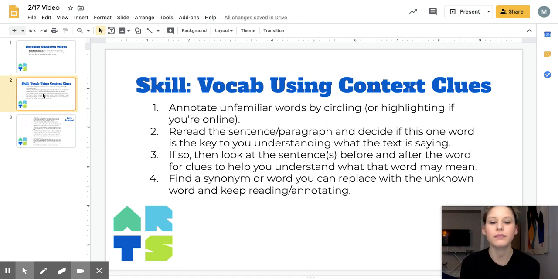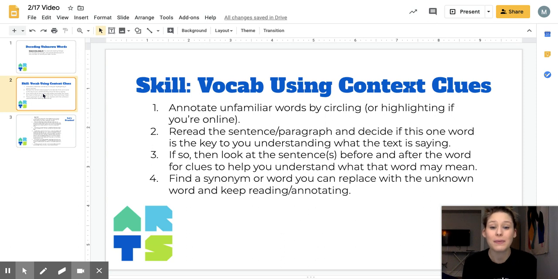Step 3. If you know that that word is important, you need to look at the sentences before and after for clues to help you understand what the word may mean. This is the same thing we do in class. So what this might look like is finding words that you do understand that give you a certain feeling or emotion, or help you understand is something being built or is something being given, or whatever that is, right? We're going to go through an example in a little bit, but you're looking for clue words, words that you understand that can help you figure out what the word is that you don't understand.